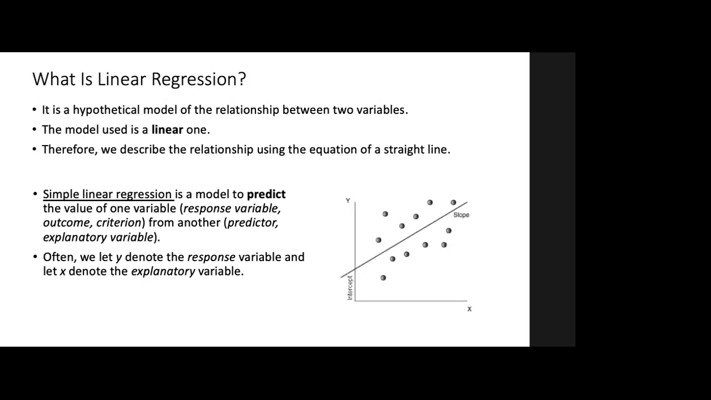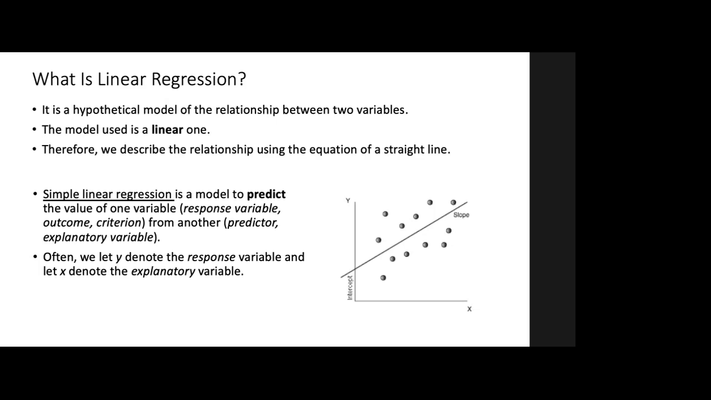Okay. So what is linear regression? Linear regression is a hypothetical model of the relationship between two variables. And when I say two variables, I mean simple regression. We will talk about that after spring break. We also have regression models with more than two variables. That's called multiple regression. But today we are focusing on simple linear regression.